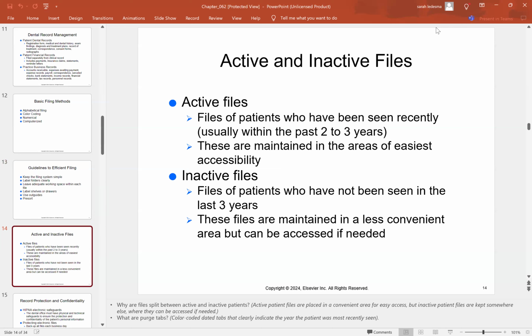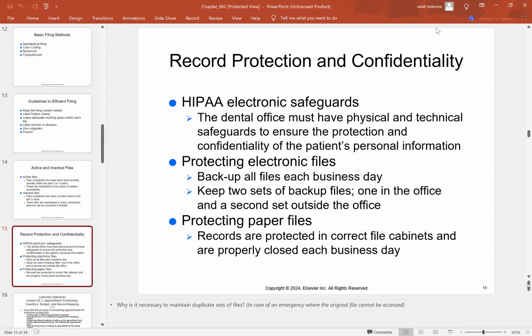Active and inactive files. Active files are files of patients who have been seen recently, usually within the last 2 to 3 years. These are maintained in areas of easiest accessibility. Inactive files are files of patients who have not been seen in the last 3 years. These files are maintained in a less convenient area, but can be accessed if needed.